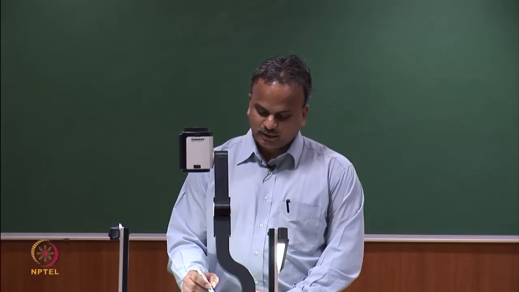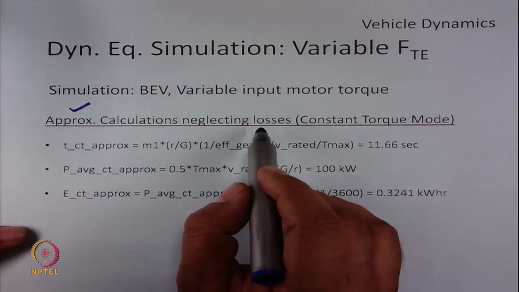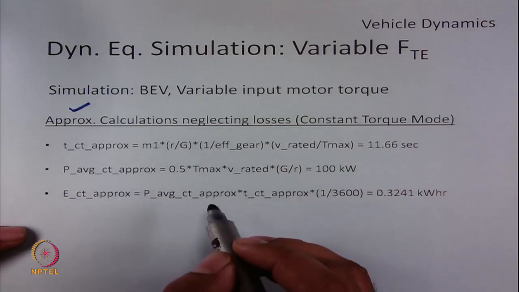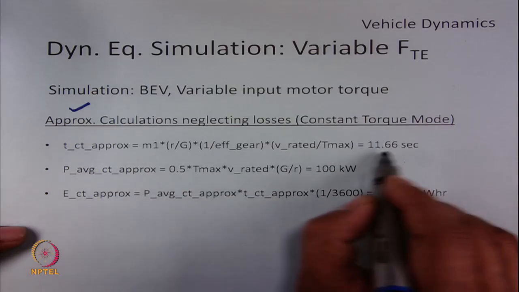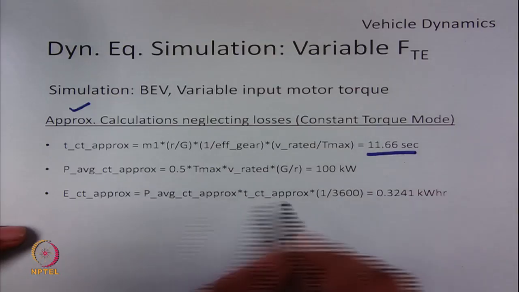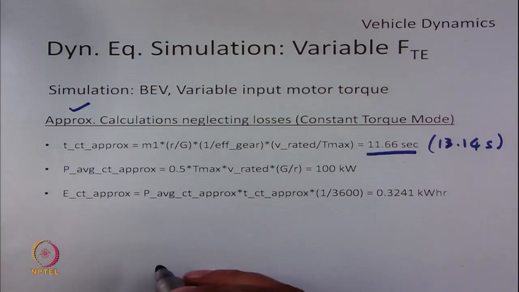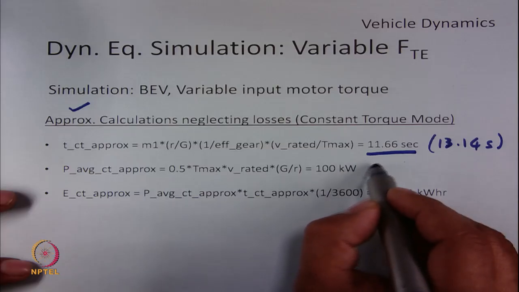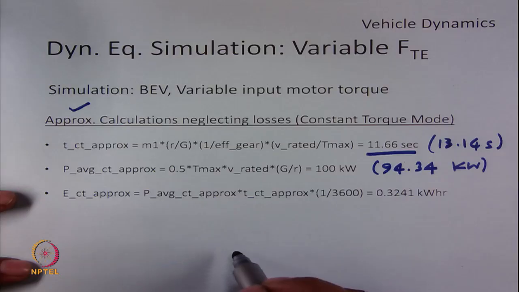We have also seen the method of calculating these performance parameters by some approximation, such as neglecting resistive forces and other losses. In constant torque mode, we can calculate the approximate value of time elapsed with this equation, which gives the time equal to 11.66, but the exact timing is 13.14 seconds. The average power calculation comes out to be 100 kilowatts, but the exact calculation shows it is 94.34 kilowatts. So, it is basically under 10% accuracy, you can say.